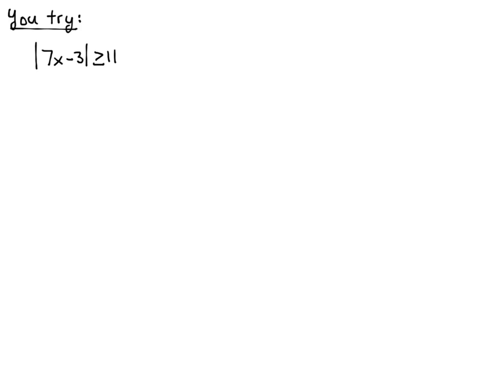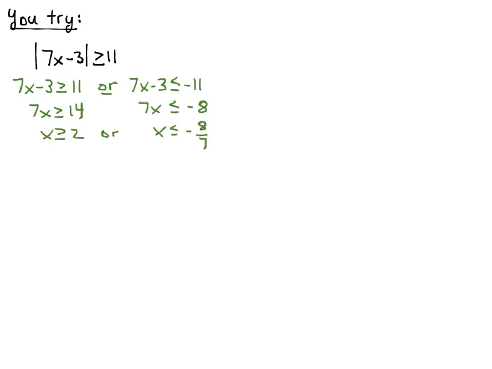Hey, Mark, did you finish? Did you get it? Yeah, I got x is greater than or equal to 2, and x is less than or equal to negative 8/7. Okay, so is this an "and" or an "or"? It's an "or", and that's because it's greater than, right? So you want that distance between 7x and 3 to be more than 11. Okay, so I think this is probably what you did here. 2 and negative 8/7.